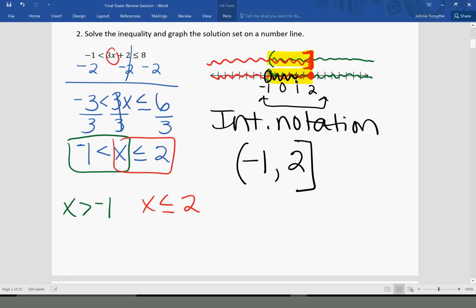So this here in black is the graph of the solution, and the solution in interval notation would be my interval here. All right? Okay.